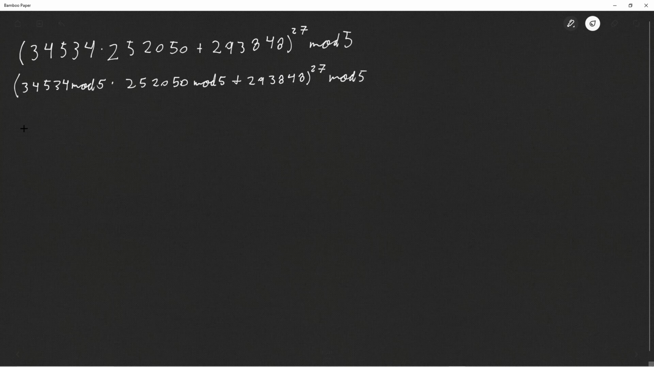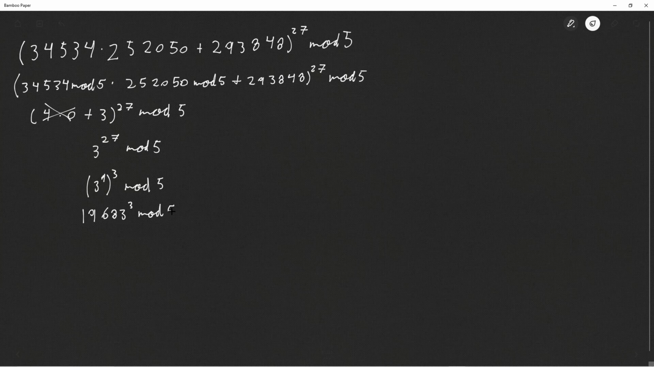So now this will give us a much easier expression of 4 multiplied by 0 plus 3 to the power of 27 modulo 5, which will just become 3 to the power of 27 modulo 5, since 4 times 0 is 0. And since this number is still too big, we're able to split up our exponent to make this 3 to the power of 9 all to the power of 3, just so that it's small enough for our calculator, and take that modulo 5, which will be 19,683 to the power of 3 modulo 5, which ends up being 3 to the power of 3 modulo 5, which is equal to 2.